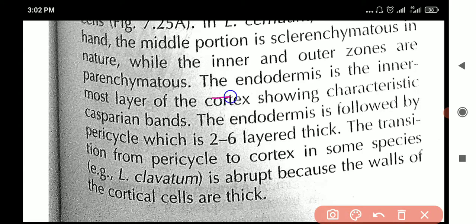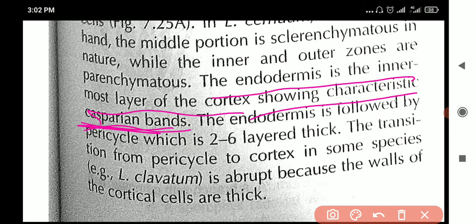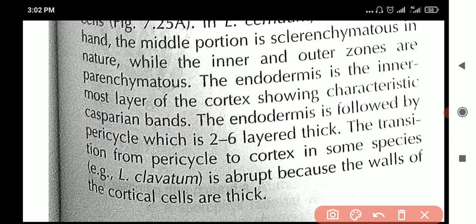So the endodermis is the innermost layer of the cortex, showing characteristic Casparian bands. It's like a strip, Casparian strip. So how do you know that you have reached the inner part of the cortex? It's because there is the Casparian band. So inner to, after the endodermis.